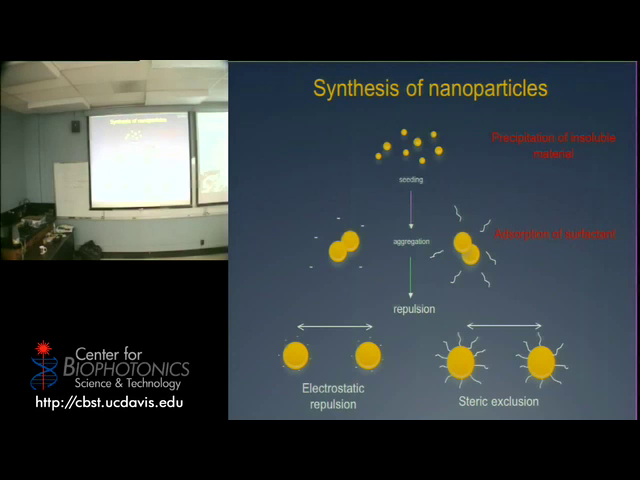And there's a lot of empiricism in this, meaning that there's a lot of theory, but also a lot of trial and error. But by playing with all these parameters, including, most importantly, the type and concentration of surfactant, you can essentially determine all the properties of the nanomaterial, the shape, the size, and so on and so forth.